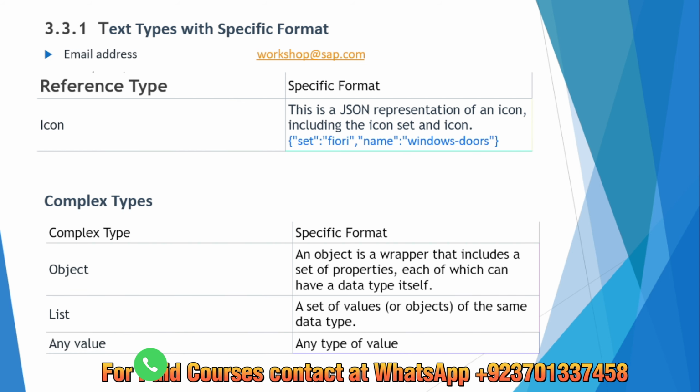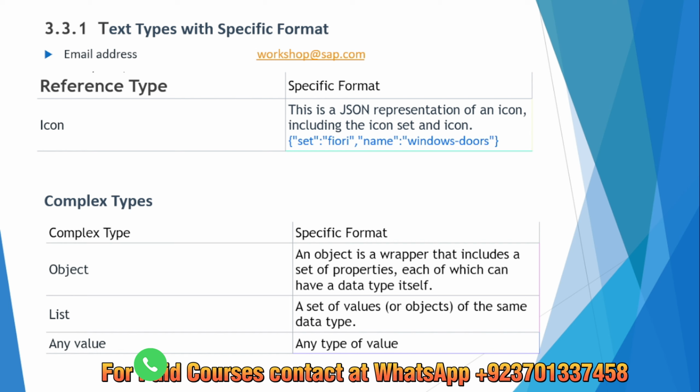Here we have the email address, which has a particular specific format, because an email address has the format of text before the at sign, and after the at sign the domain name should come. So this type of data, like email address, is called the text type with a specific format.